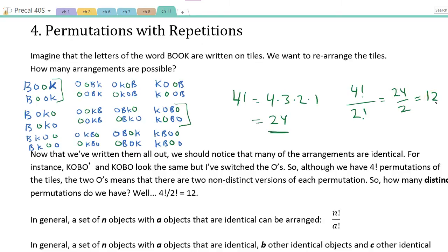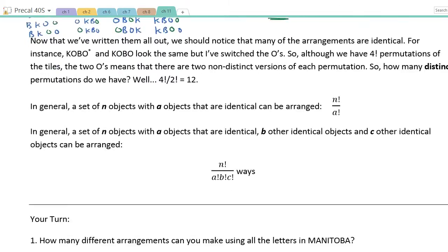So if the question was, how many different arrangements can you have of the letters B, O, O, K, you'd say, all right, there are 4 letters, therefore 4 factorial, but one of the letters repeats twice, so I would divide by 2 factorial. This 2 because there are 2 O's. All right, so here's our general rule. In general, a set of n objects with a objects that are identical can be arranged n factorial divided by a factorial.